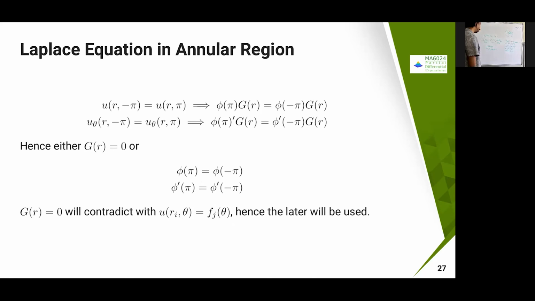So once again, apply this logic: u of r comma minus pi, u of r comma pi, and u theta of r comma minus pi and u theta of r comma pi. If you apply that, what you can claim is that for this case it is going to become g of r into phi of minus pi equal to g of r into phi of pi.